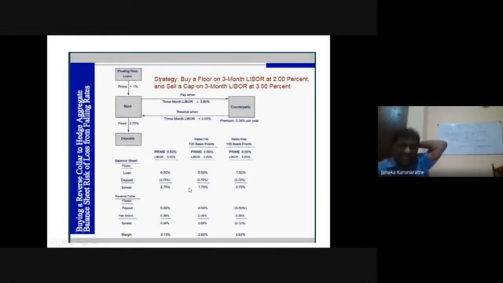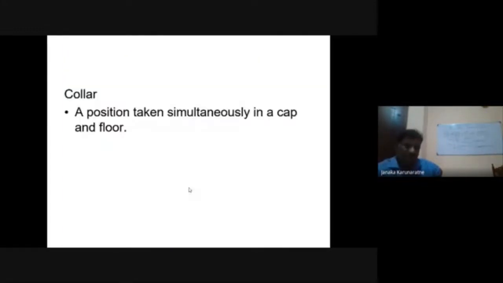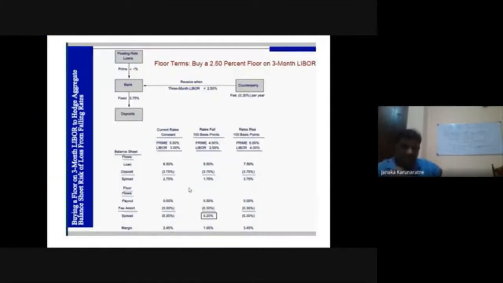So this is one strategy. What you can do is buy a floor on 3 months LIBOR and sell a cap on 3 months LIBOR at 3.5. Sorry, I have gone far. So what you can do is buy a 2.5% floor on 3 months LIBOR, so that your interest rate will not go beyond that 2.5%. So you enter into a deal with a counterparty with this option, which is a floor, but you have to pay 0.3% as premium for the deal.